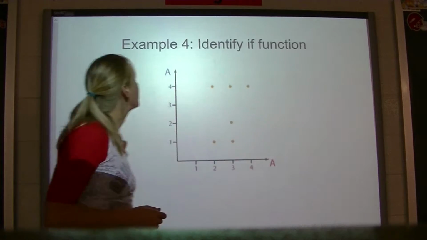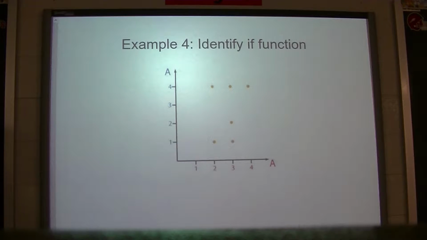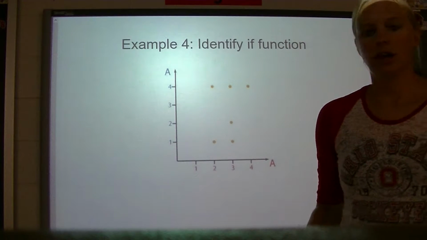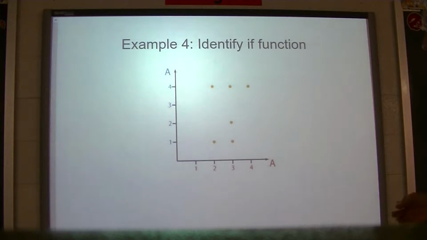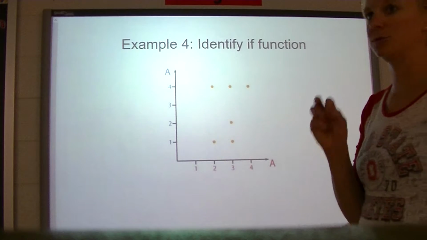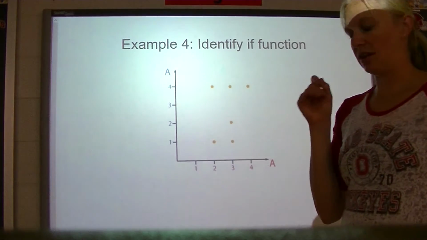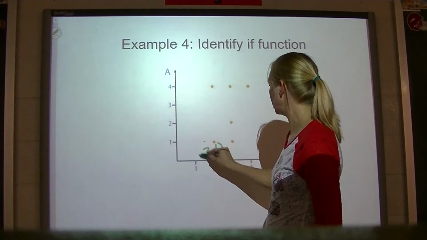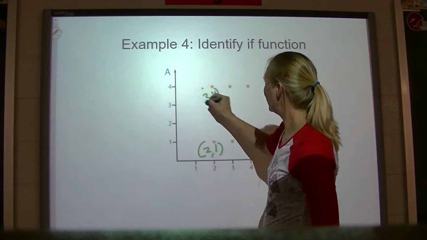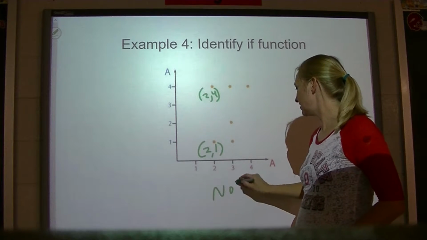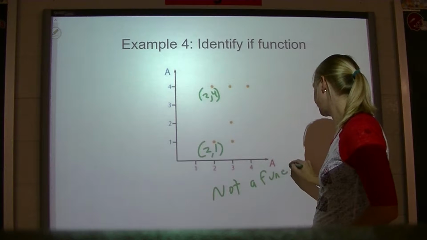Let's move on to identifying whether or not it's a function. There's 2 ways we can do this. You can look at your relation, look at the ordered pairs, and know that if I have multiple of the same x value with different y values, then it is not a function. So in this case, we have (2, 1) that we've already labeled and (2, 4). The same x coordinate, but different y coordinates. Therefore, this is not a function.